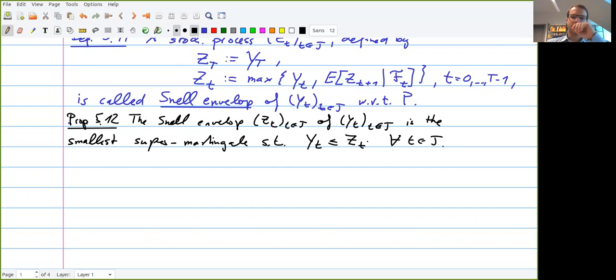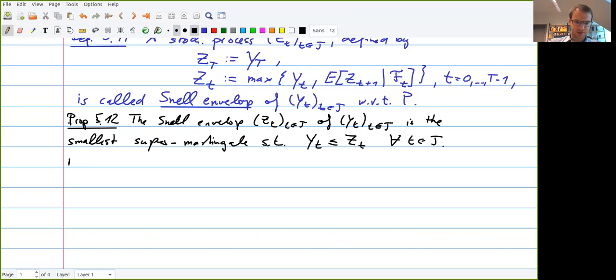Just to emphasize here, we haven't assumed any martingale property of y. So y is just a general adapted and integrable process. And what we do now is construct a new process, the Snell envelope z, which is a supermartingale, and it dominates at each time t the given process y.